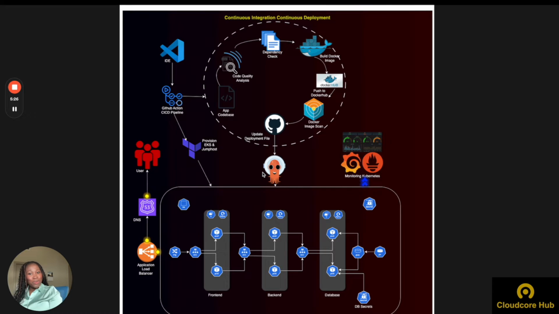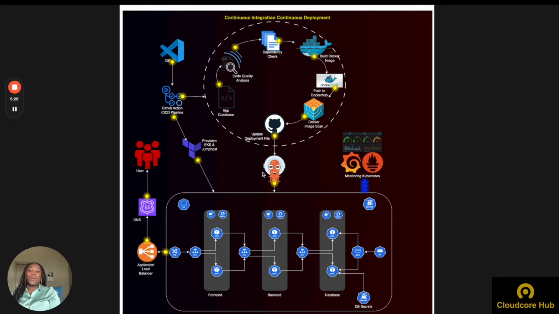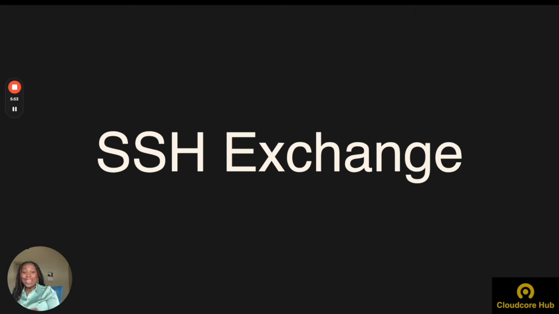Also, we'll be adding a load balancer because we want to have a customized DNS for accessing our application. So we'll be using an application load balancer between our DNS and our application to route traffic to our application. The first step will be to do SSH exchange between our GitHub account and our local computer.